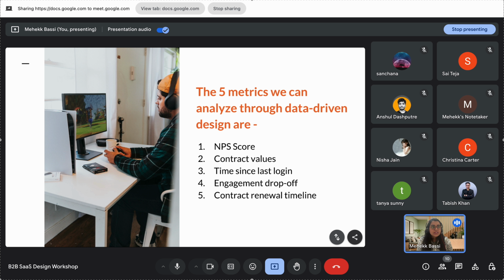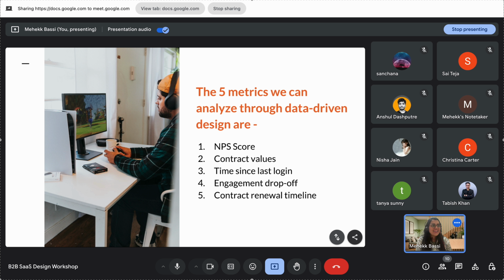The third one is time since last login. So the time since last login will tell you about how active the users are on the platform. A declining rate here means users are becoming inactive. Maybe they are looking to cancel their subscription. So all of these are like signs of a negative, like red flags, you can say.